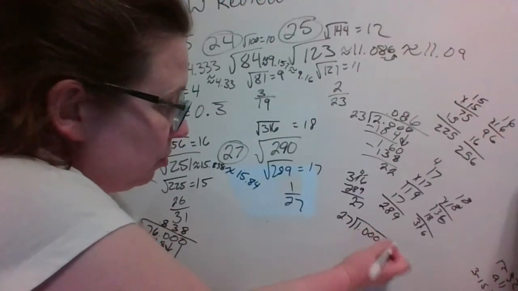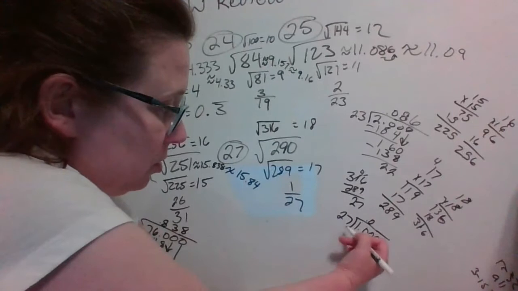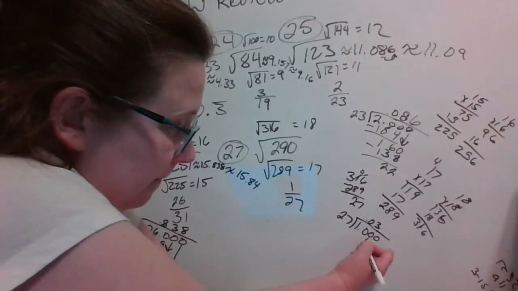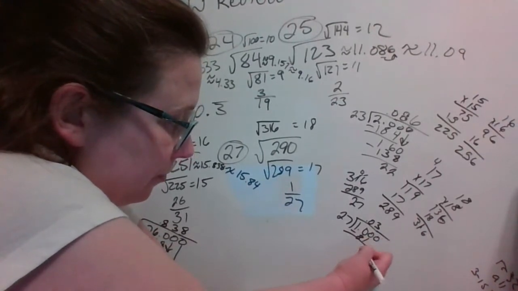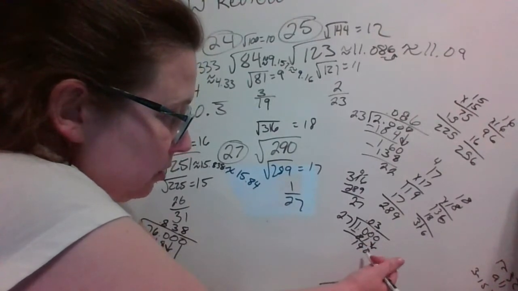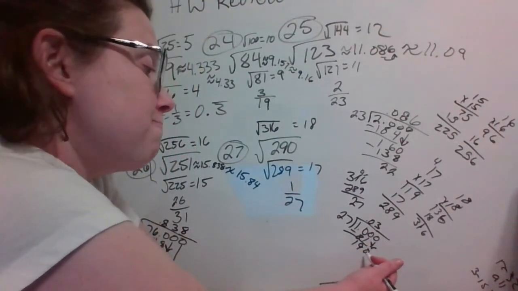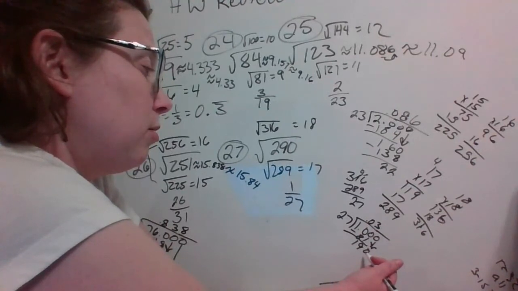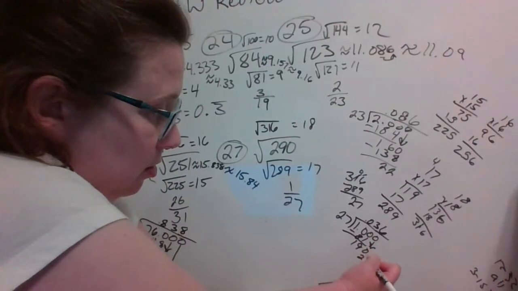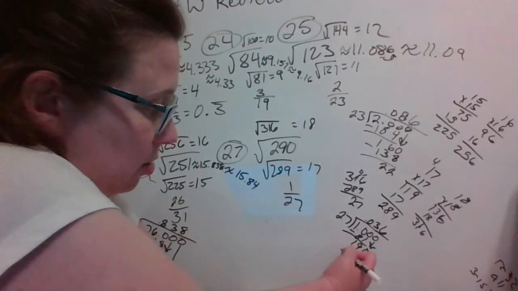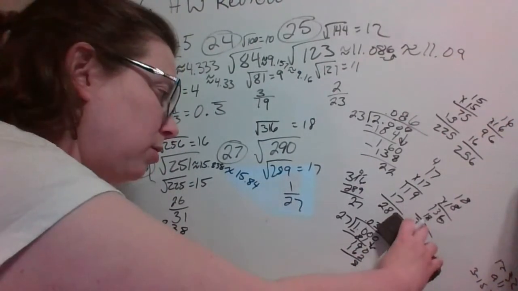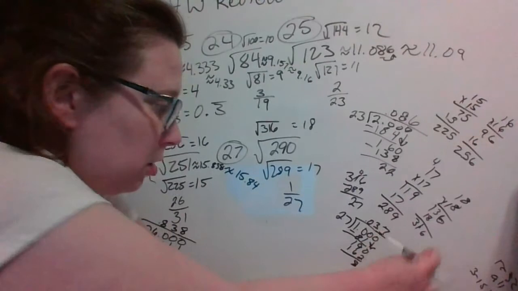And I'm going to go out to 3 decimal places. The first is going to be 0. This is going to be 3. And this will be 6. Oh, no, it's 7. It's close.